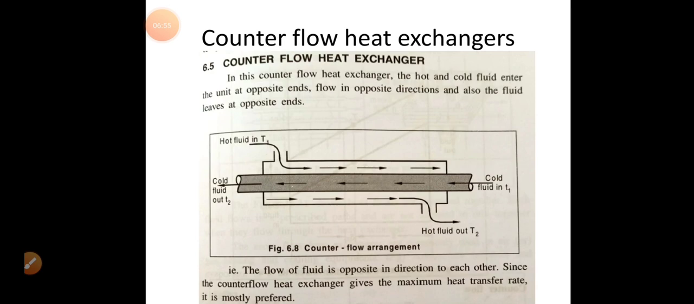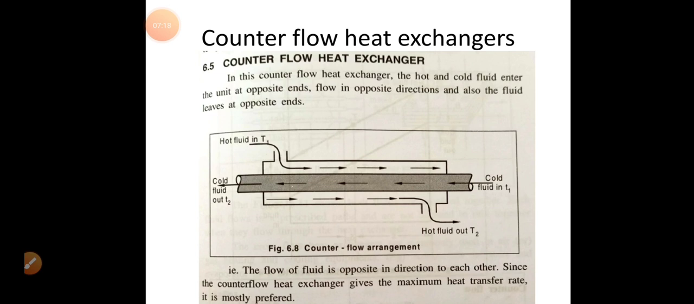Next, counterflow heat exchanger. Here the hot and cold fluid enter the heat exchanger unit at opposite ends. They flow in opposite directions, and both the fluids leave at opposite ends. The peculiarity of the counterflow heat exchanger is that it gives the maximum heat transfer rate, and thus this type of heat exchanger is commonly used.